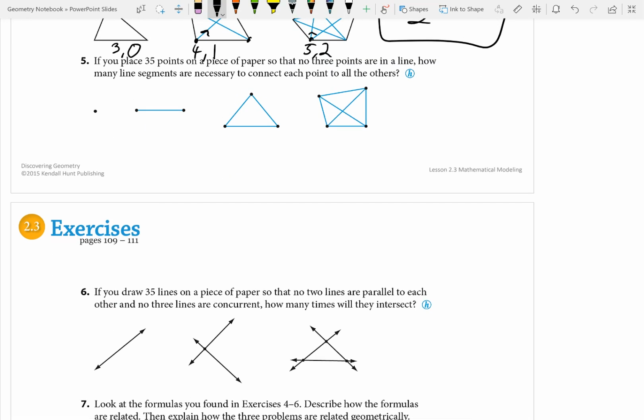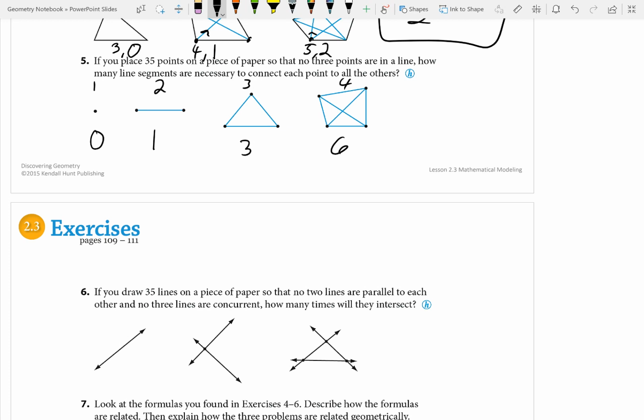Then number 5. If you place 35 points on a piece of paper so that no 3 points are in a line, how many segments are necessary to connect each point to the others? Right? So here's the first term, second, third, and fourth. So this has no line segments, 1 line segment, 3 line segments, and 6 line segments.